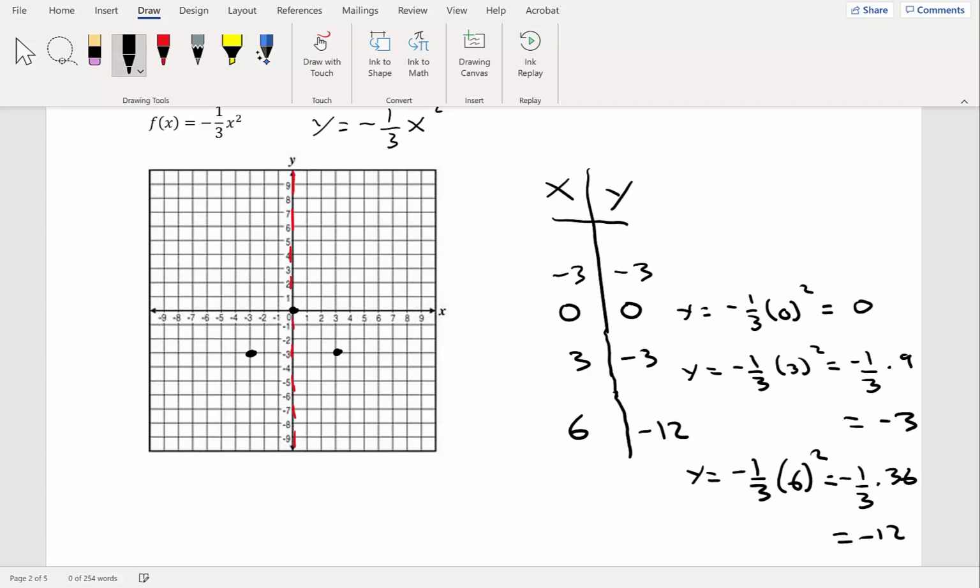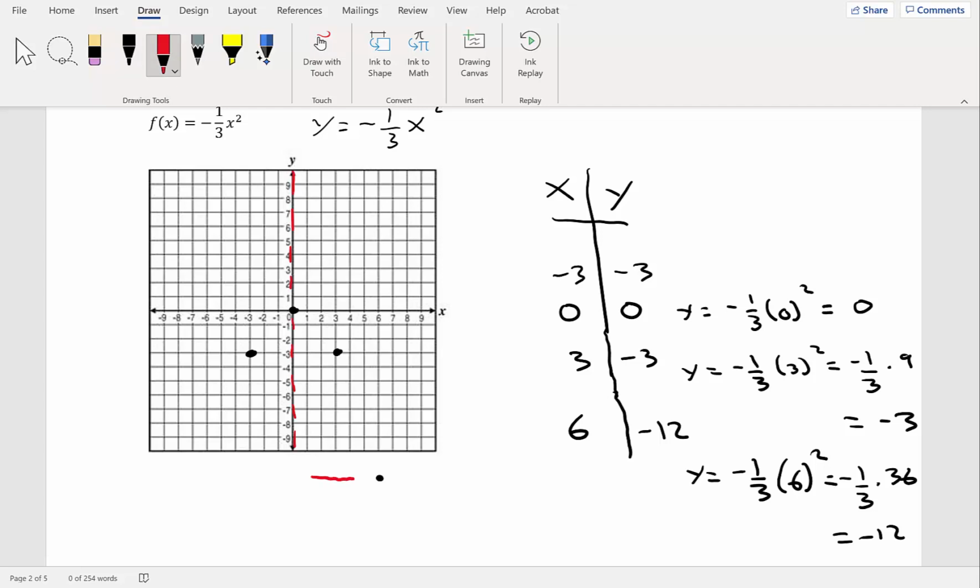Okay, so now I have another point. So I have the point 6, -12. Now -12 isn't going to be on here, so let's go ahead and approximate it to be about right over here. And now since I have 6, -12, I could use my axis of symmetry again to find another point.